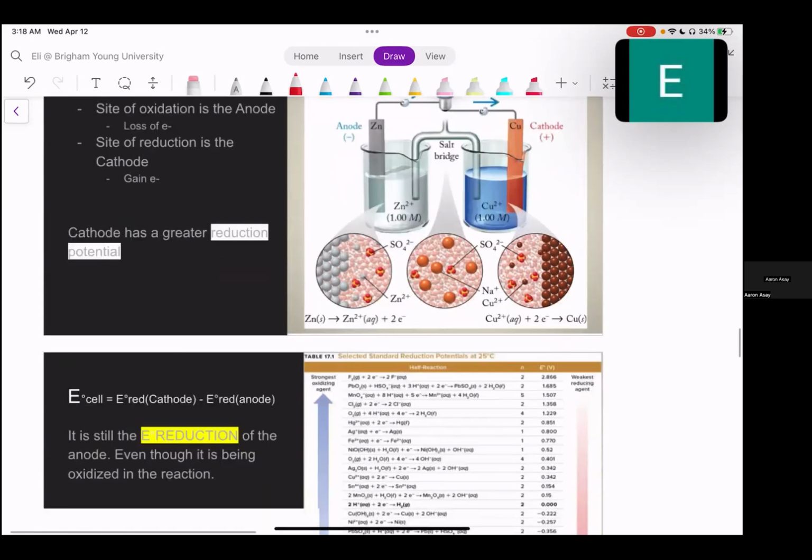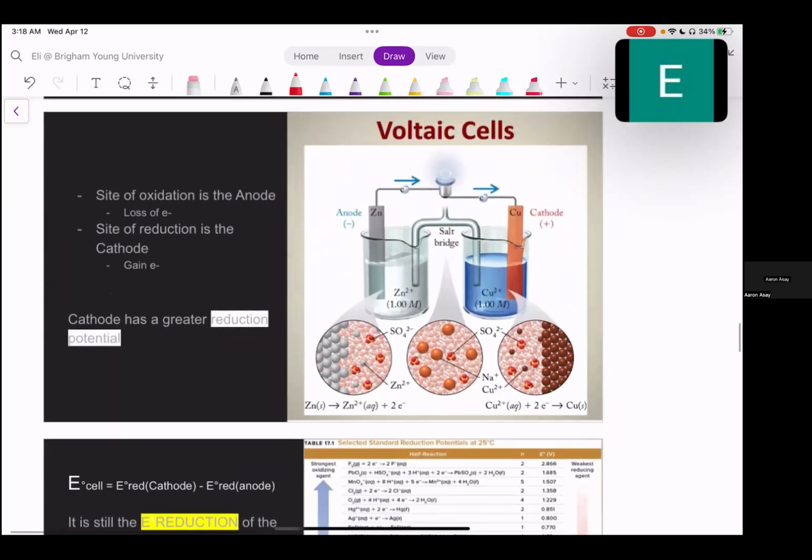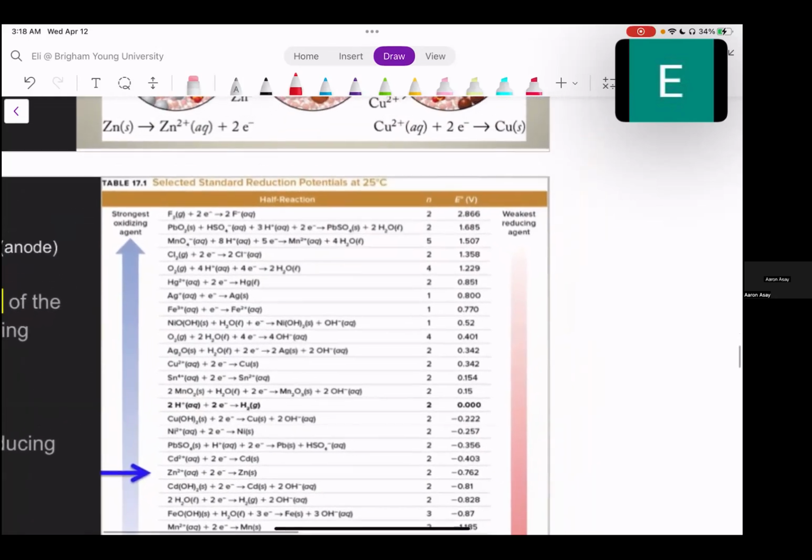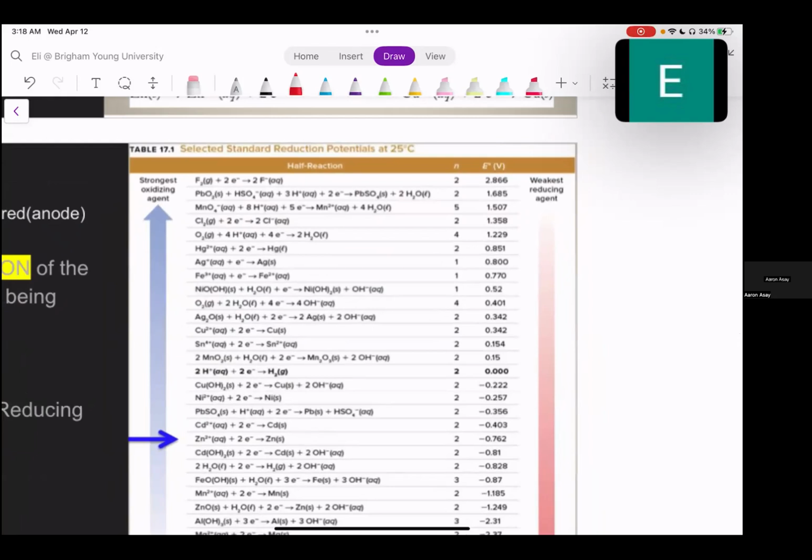Before we talk about that, I think we need to talk about reduction potentials. So remember, when you're gaining electrons, you are being reduced. So your reduction potential is essentially talking about how likely you are to receive an electron, how much an element wants an electron. Greater reduction potential, more likely to be reduced.